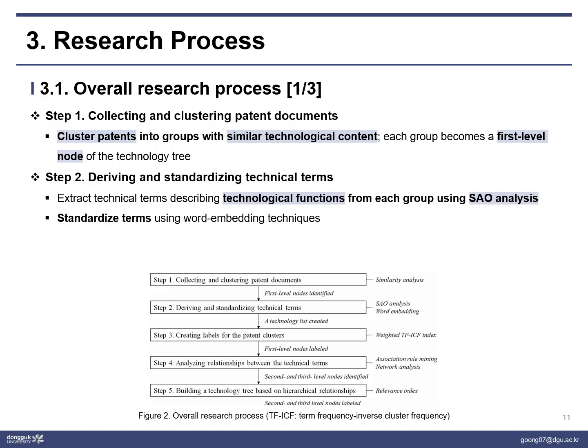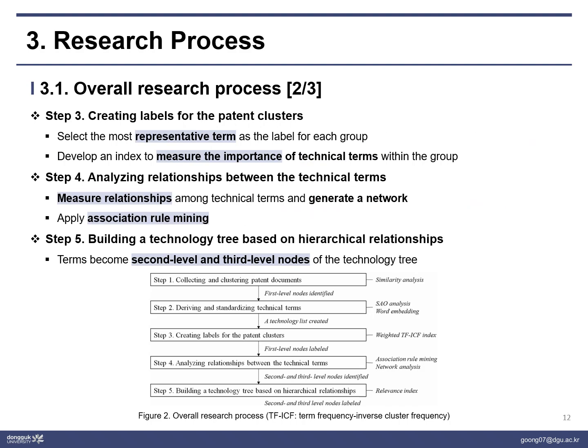First, patents from the target domain are collected and clustered. Each cluster then serves as a first-level node in the technology tree. Next, SAO structures are extracted from the patent text. A representative term is selected for each group and used for labeling. Next, relationships between technical terms are measured to construct a network. At this stage, association rule mining is applied. Finally, the hierarchical relationships among the technical terms are derived.